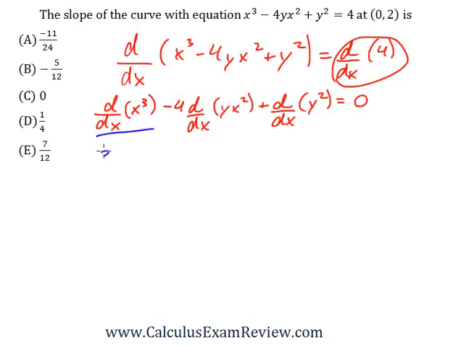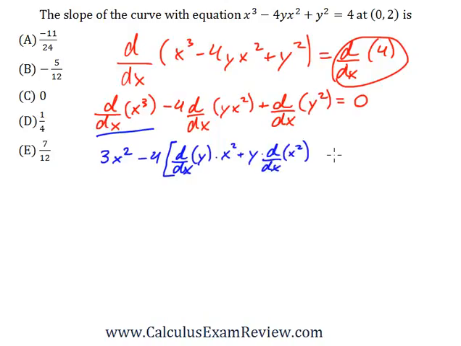Great. Now, what is the derivative of x cubed? We just bring down the exponent, subtract 1 from it, and we get 3x squared. Now for the derivative of yx squared, we're going to need to use the product rule. So we're going to go d/dx of y times x squared plus y times d/dx of x squared.